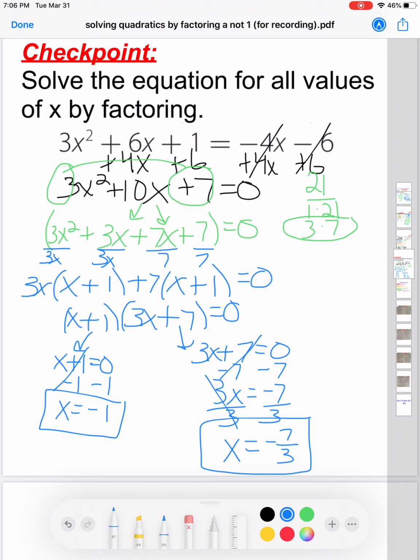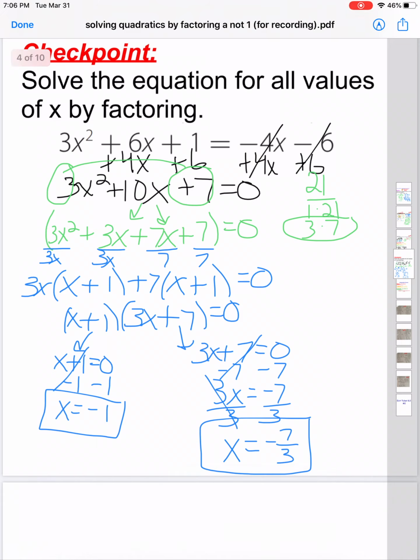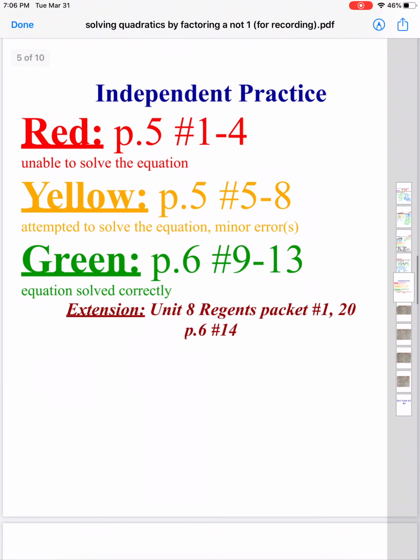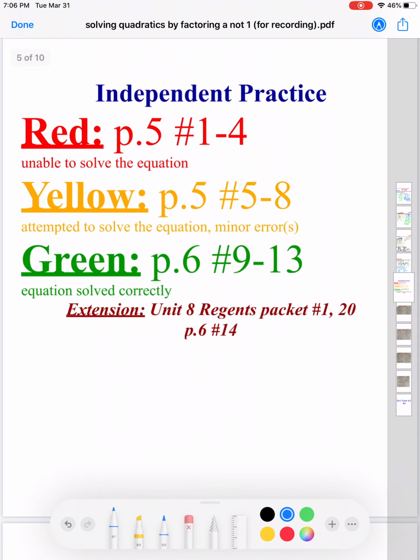So at this point, I want you to reflect on how my work compared to the work that you did in your checkpoint question in order to decide what to do for independent practice. Again, you should be looking in your packet that says Solving Quadratic Equations Part 2. If you had no idea how to solve this equation, you barely could complete any of those steps that I just did, I'd like you to start on the red problems.